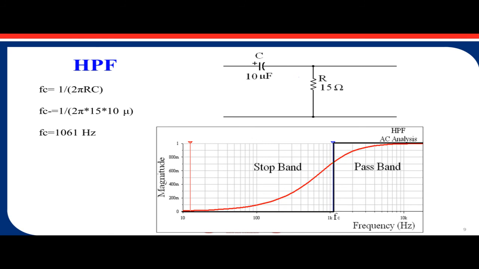Practical high pass filter and its actual simulation graph using simulation software is shown in the diagram. See the difference between ideal and practical graph. Red color line indicates the practical graph, whereas black color line indicates the ideal graph.